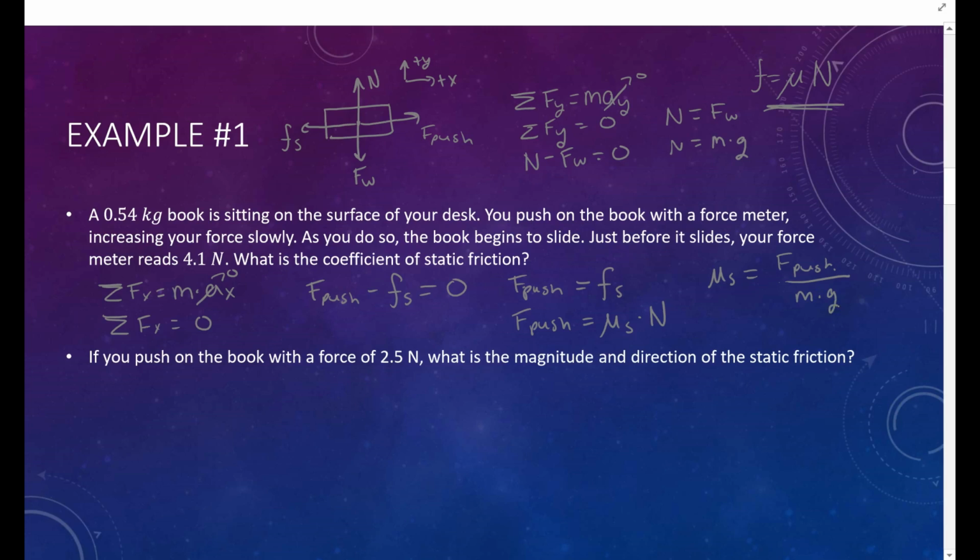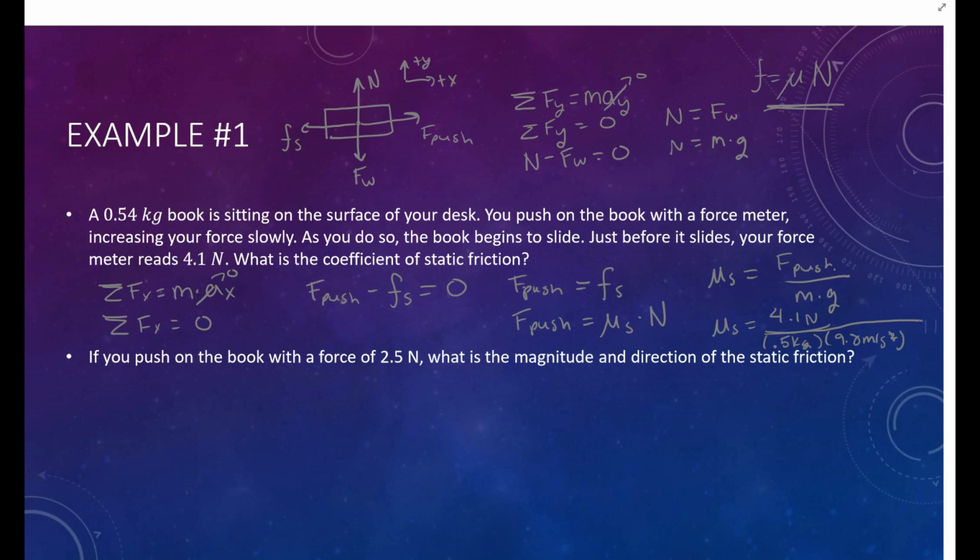Now we have everything situated for us to go ahead and plug and chug. Our F push is the 4.1 newtons. And the mass of our object is 0.54 kilograms. And it's on Earth, so 9.8 meters per second squared. One newton is equal to 1 kilogram times meters per second squared.